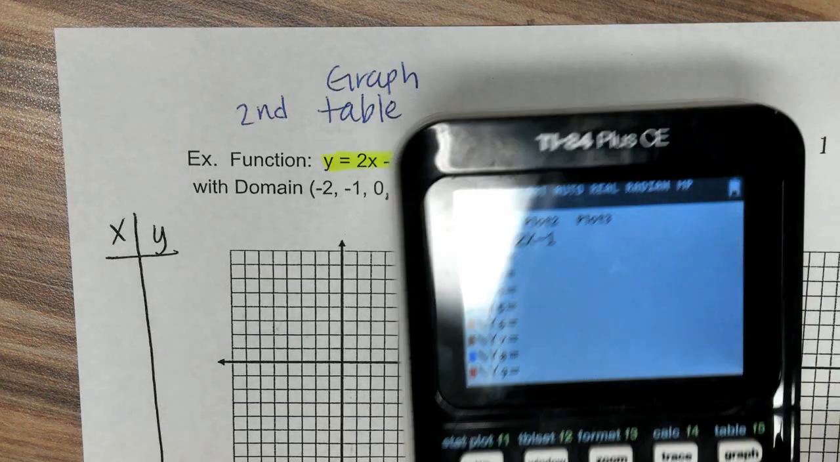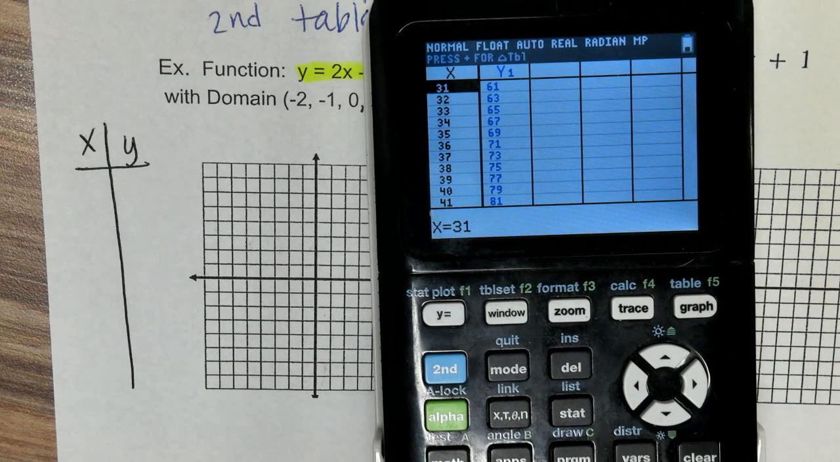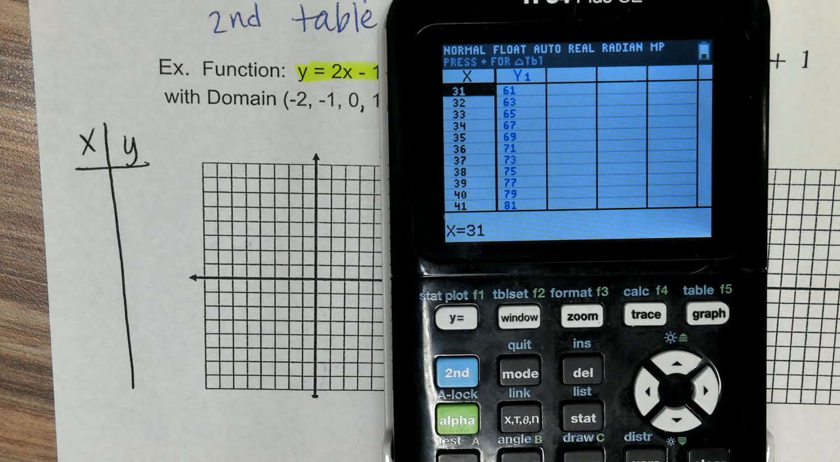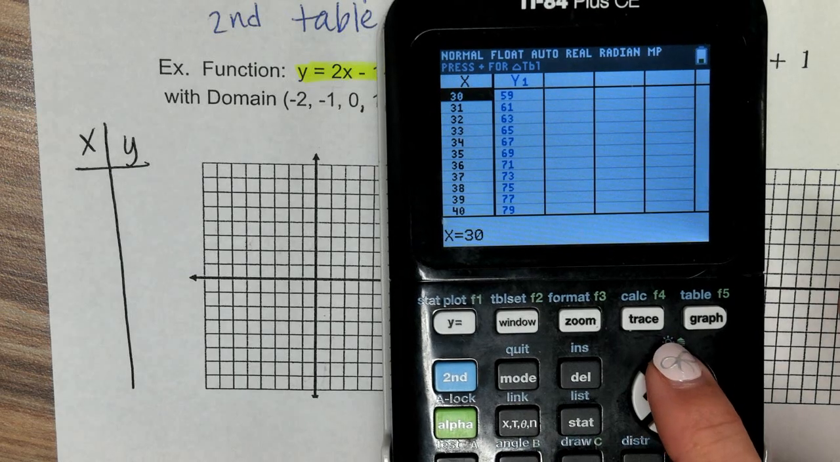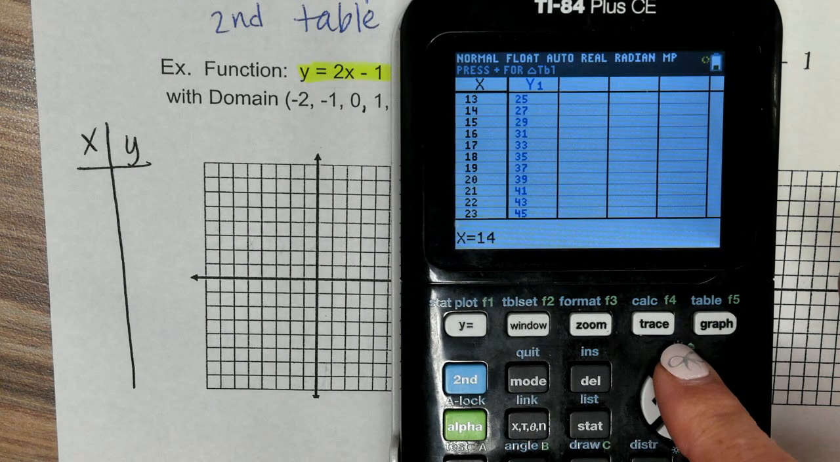Okay, so go to your calculator and hit second graph. That's where table is. And there is a table of numbers for you to use. Now, if you're zoomed way down, y'all see I'm in the 20s, I got to go back to get to 0.